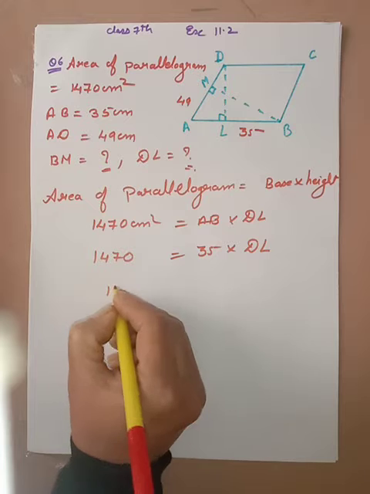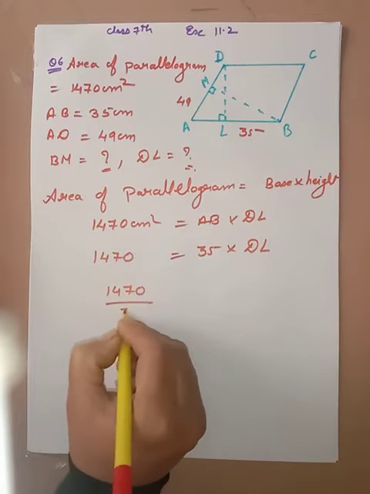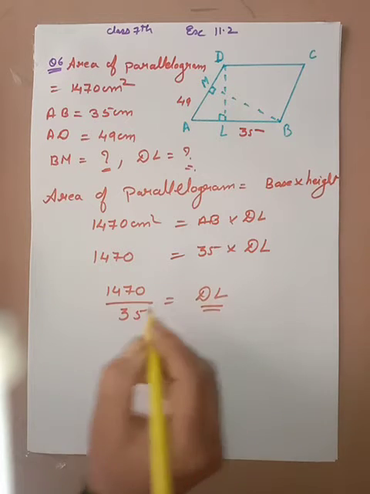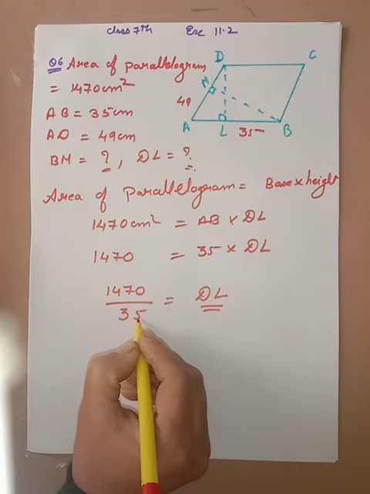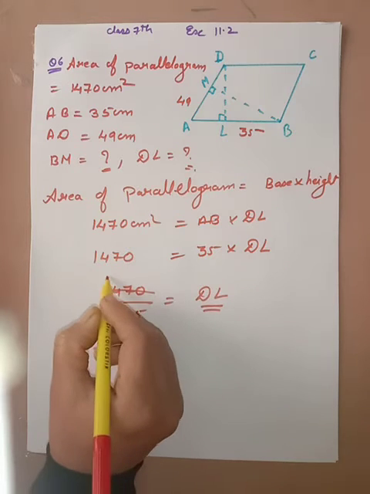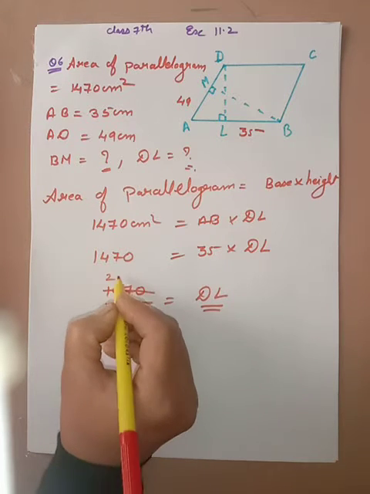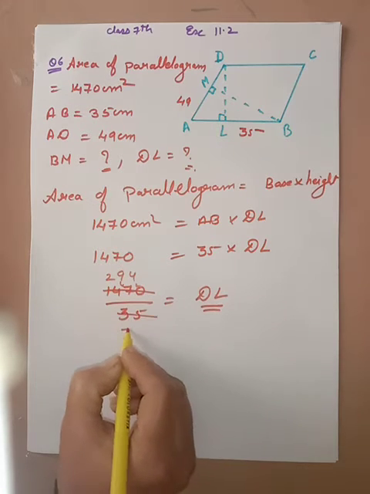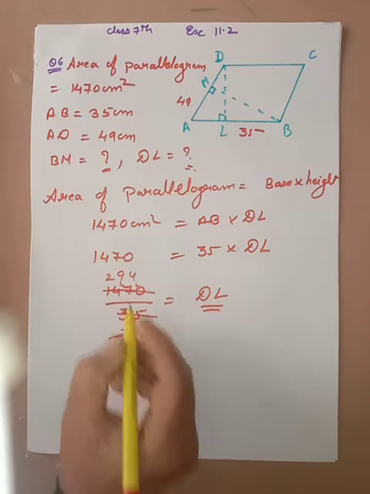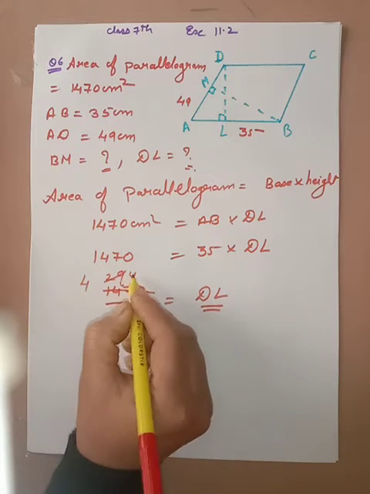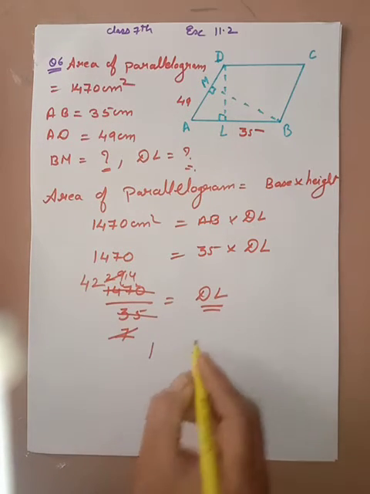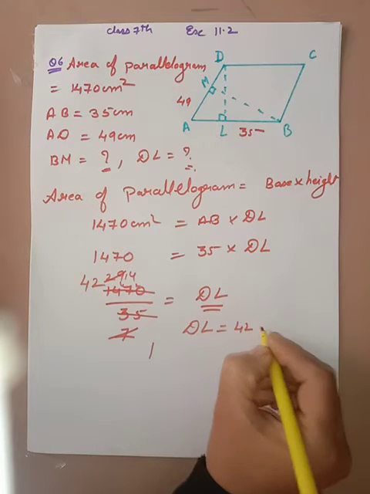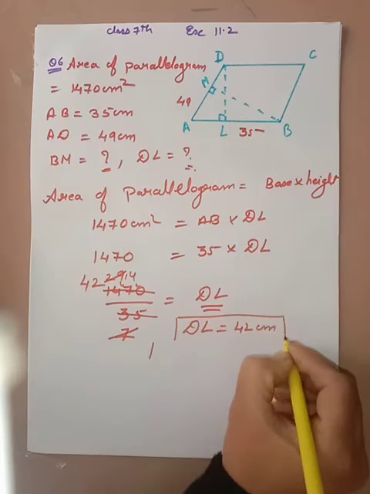Now this will come to this side, it will be divided, and I will find the DL. Now cancellation with the table of 5. 5 2s are 10, 5 9s are 45, and so on. Now 7 1s are 7, 7 4s are 28 and 1 carry, 7 2s are 14. So the DL is equal to 42 centimeter. We got the one side.